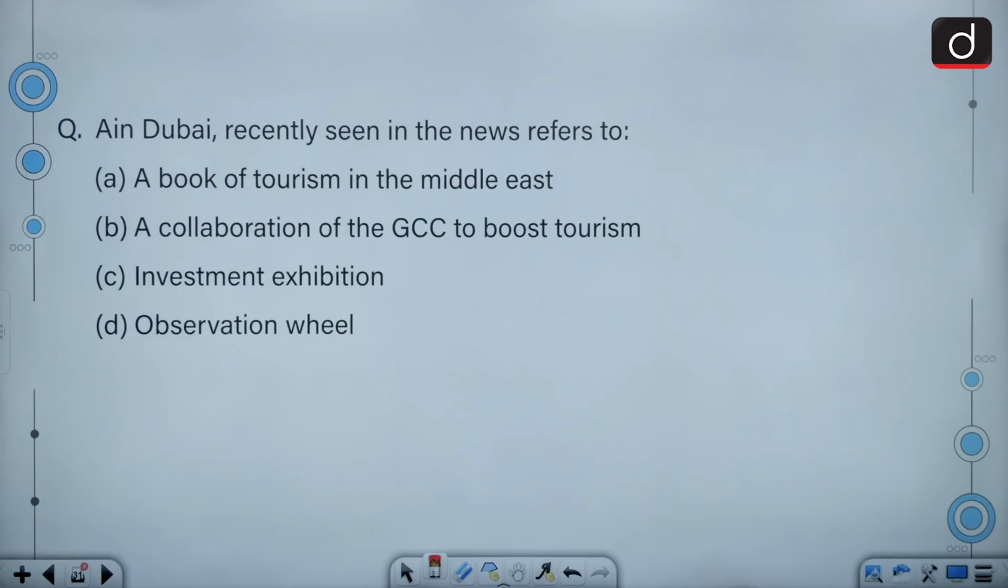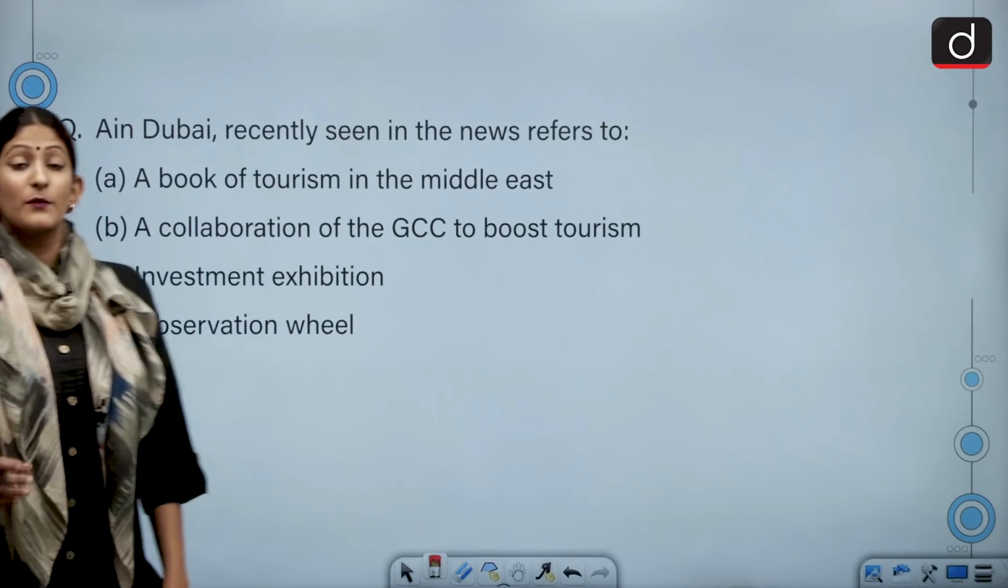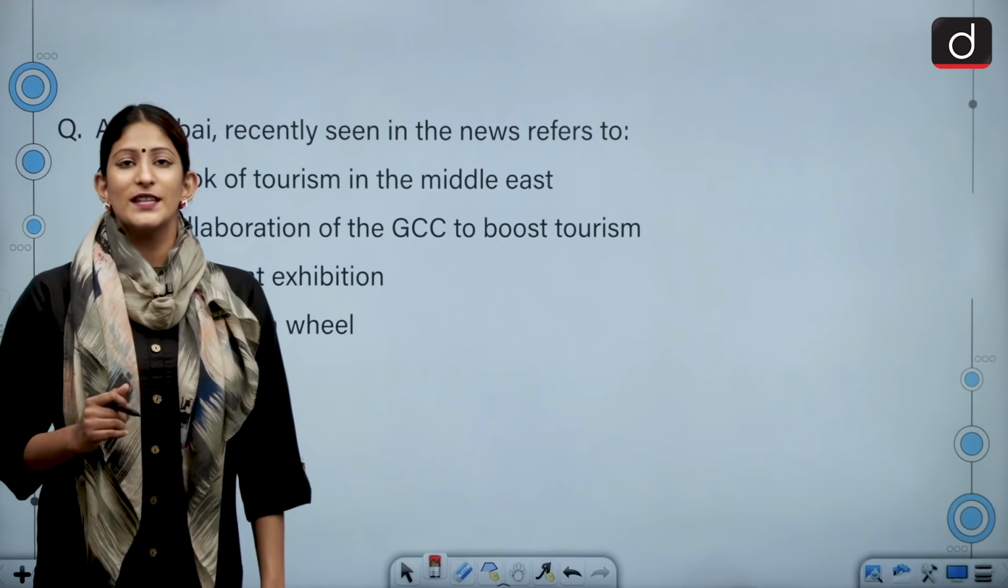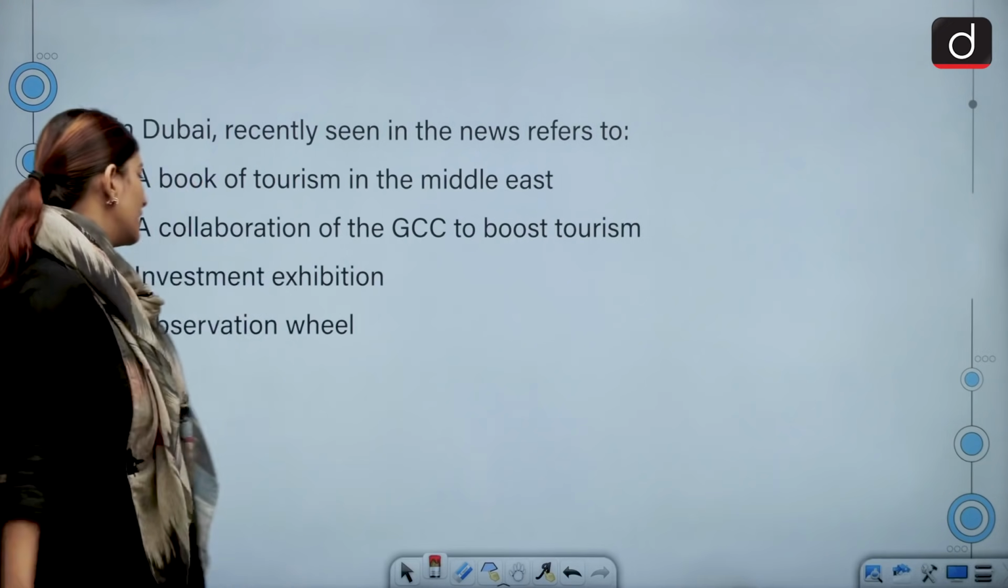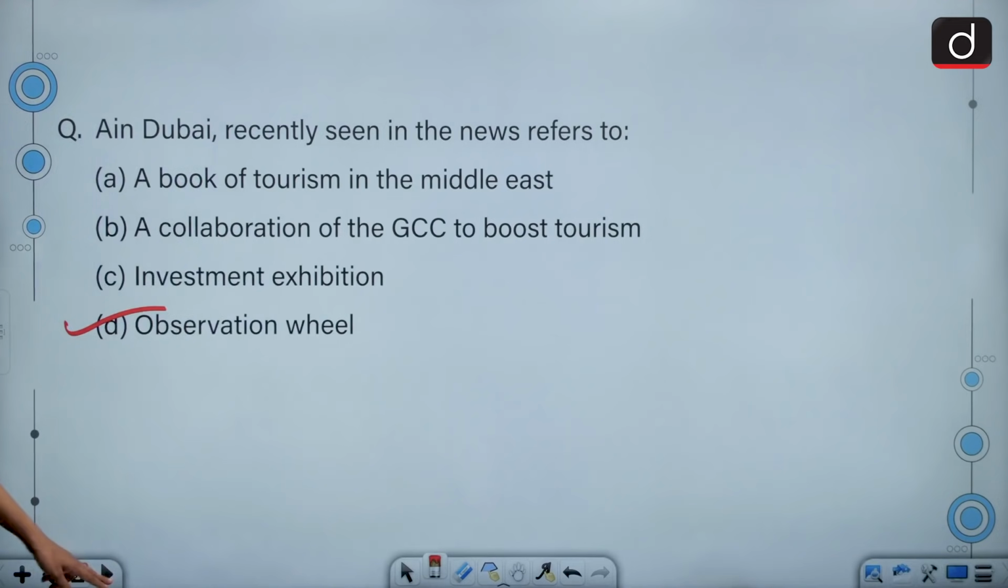Moving on. Ain Dubai, recently seen in the news, refers to what? A book of tourism in the Middle East, a collaboration of the GCC to boost tourism, investment, exhibition, or observation wheel. So Ain Dubai is the world's largest and tallest, twice the size of the London Eye. It's an observation wheel. So the correct answer is option D.